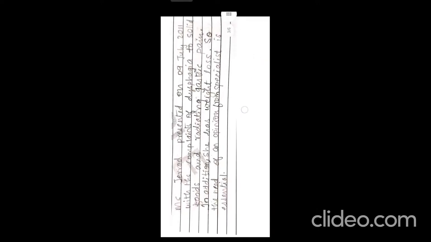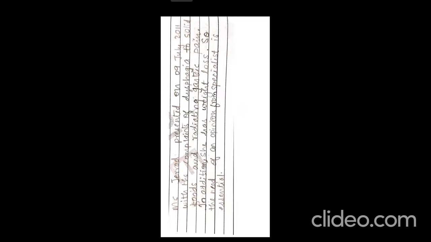Before that sentence you can write "she had an upper respiratory tract infection a few weeks ago and was treated with herbal medications." Then you can write "this may be the reason for her current condition. So the need of an opinion from a specialist is essential." If you need, you can write in that way too. Anyway, I wrote here she had a respiratory tract infection a few weeks ago and was treated with herbal medication.